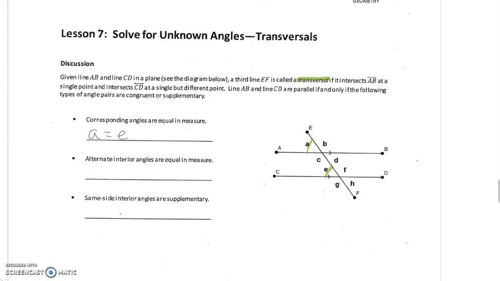So another set of corresponding angles would be B and F. B would be equal to F. Another set would be C and G. And then there's one more set, D and H. Okay, so you have 4 sets of corresponding angles in your picture.